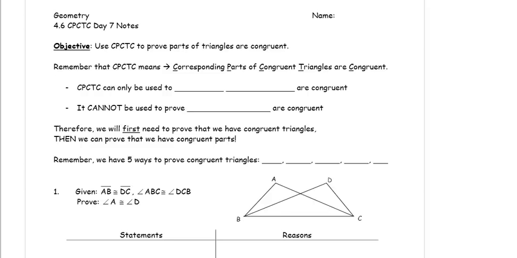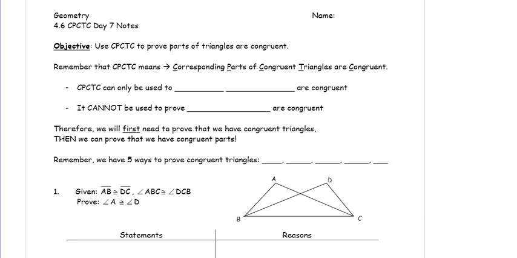Two more videos left of proofs. This is really kind of the last one. We have one that's adding on a little bit, but this is really the big chunk of proofs that we have left. Objective: use CPCTC, we've talked about it before, to prove parts of triangles are congruent.